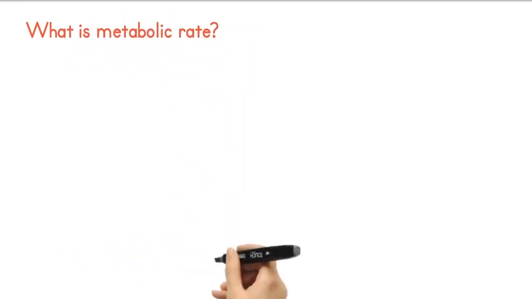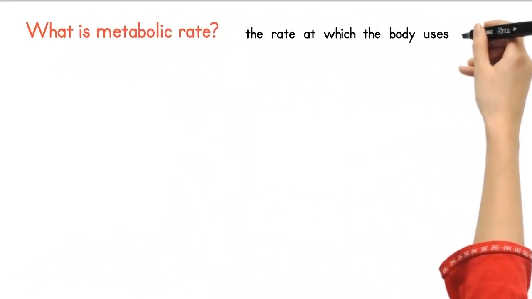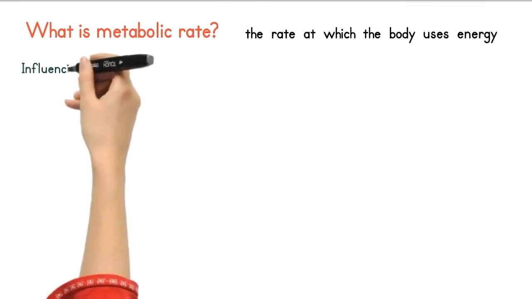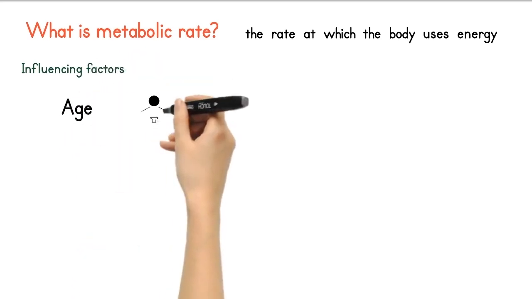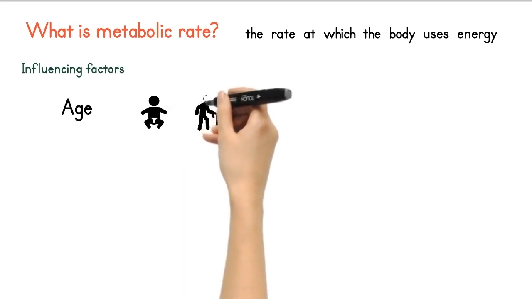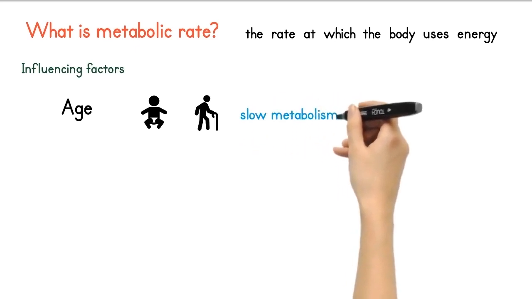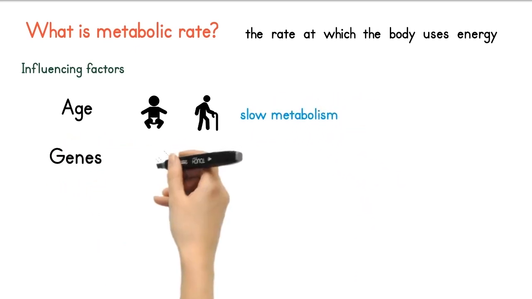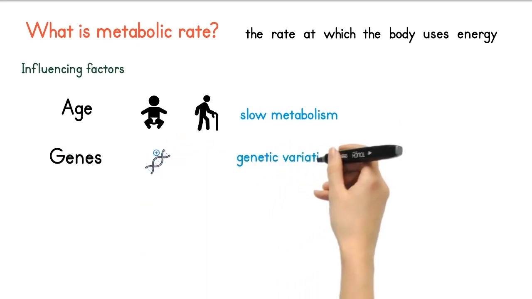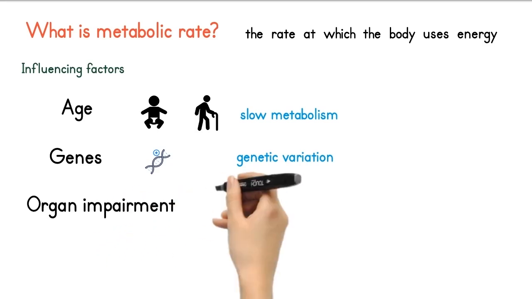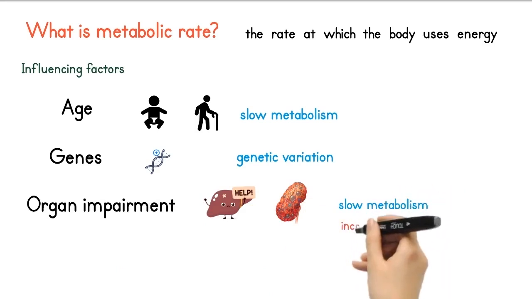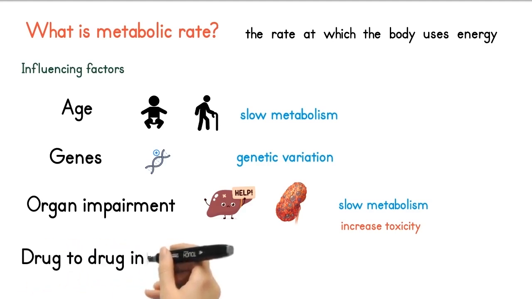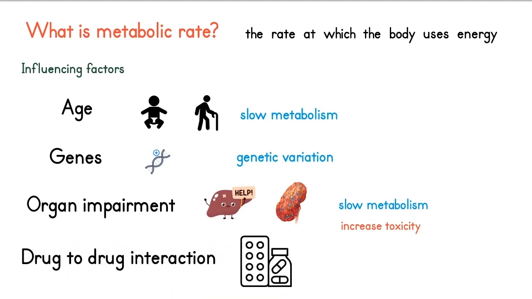What is metabolic rate? It is the rate at which the body uses energy. It is influenced by various factors. Metabolic rates can vary with age. For instance, neonates and elderly individuals often have a slower metabolism. Genetic variations can affect enzyme activity, leading to differences in how individuals metabolize antibiotics. Impaired liver or kidney function can slow metabolism and excretion, potentially leading to toxicity. Other medications can induce or inhibit metabolic enzymes, altering the metabolism of antibiotics.